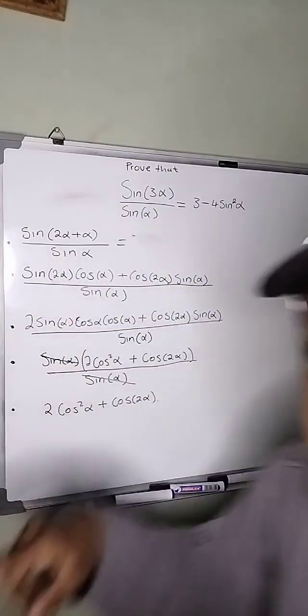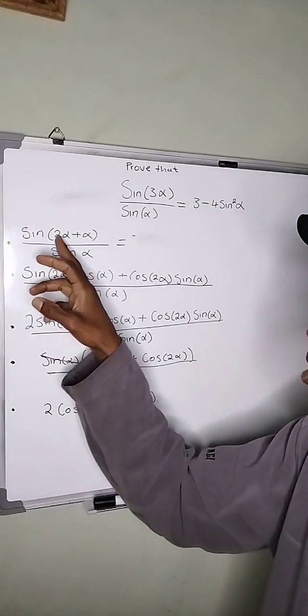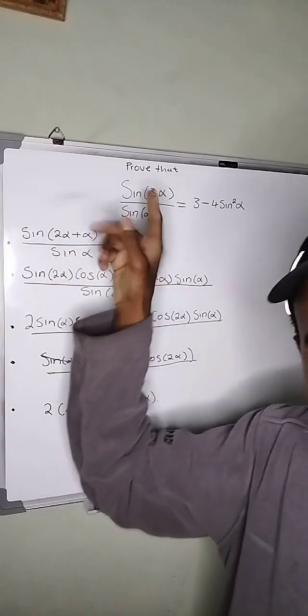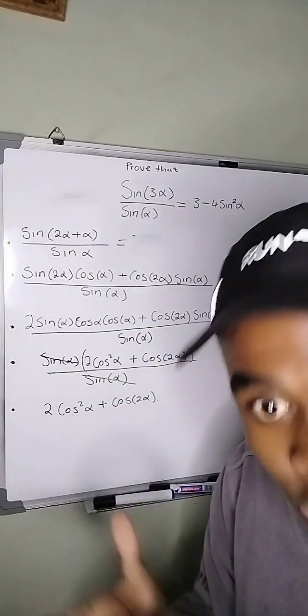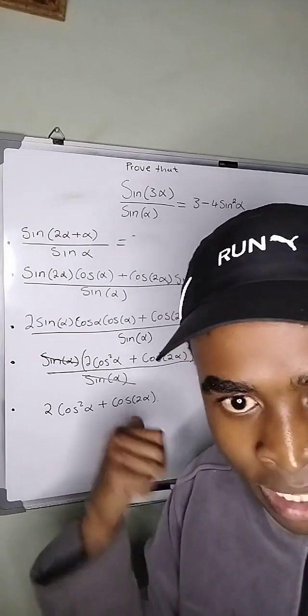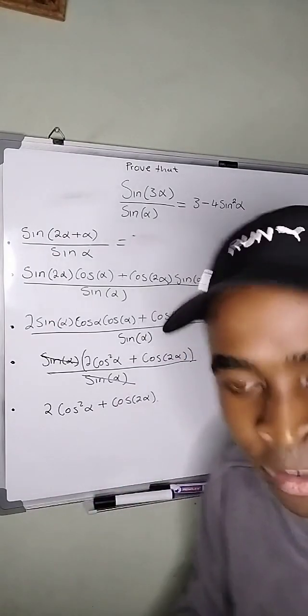Breaking it down, 2 alpha plus alpha is going to be 3 alpha. Like that part. Let me complete this. I will come back to you, my friend.